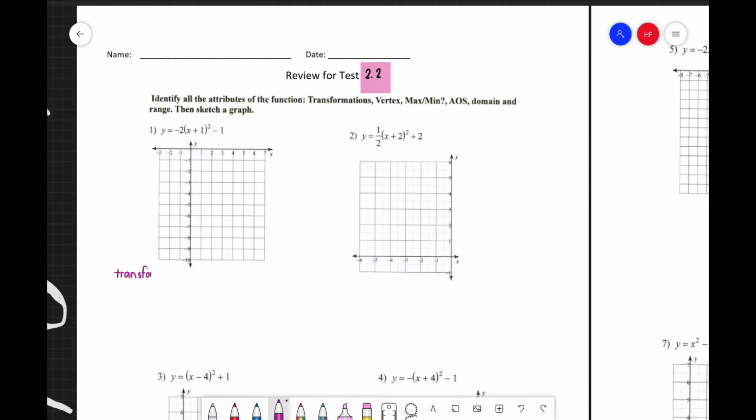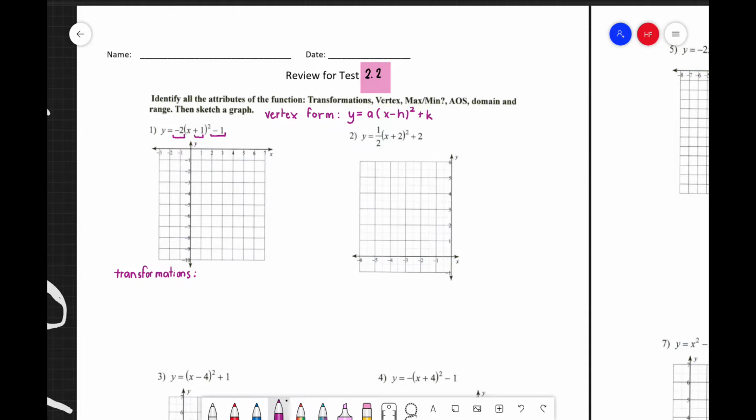So remember when we're in vertex form, it's super easy to find our transformations. So we look at the parts that are different. We've got this, and this. So I was going to say standard form. Vertex form of a quadratic function is y equals a(x minus h) squared plus k.